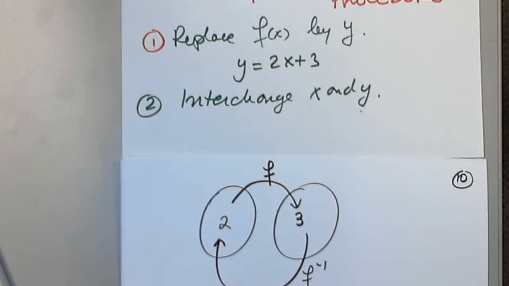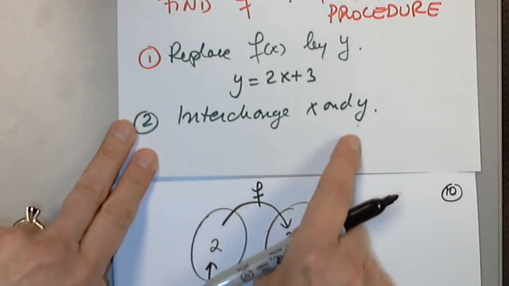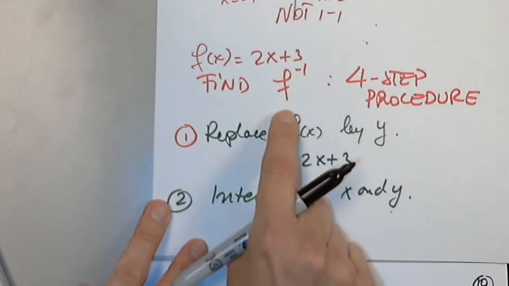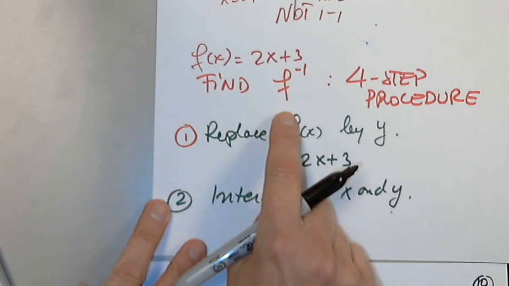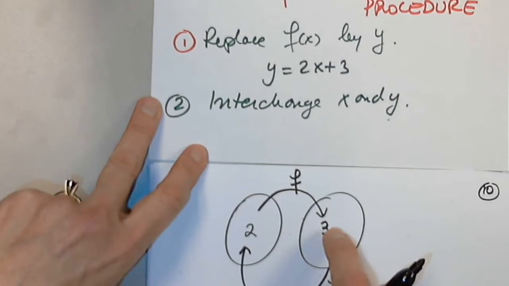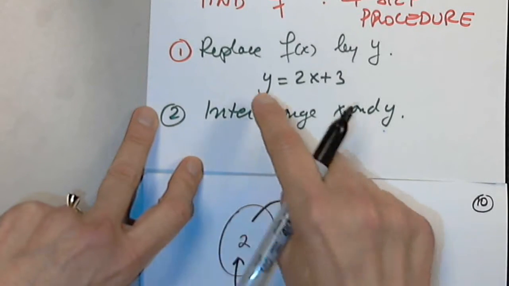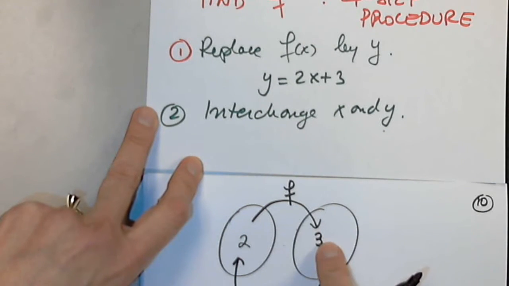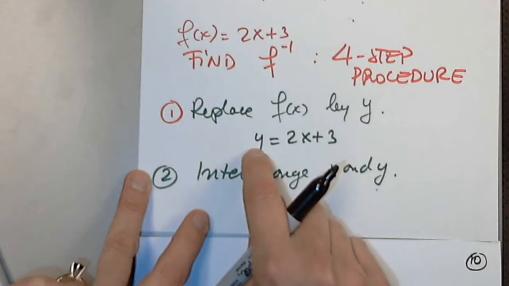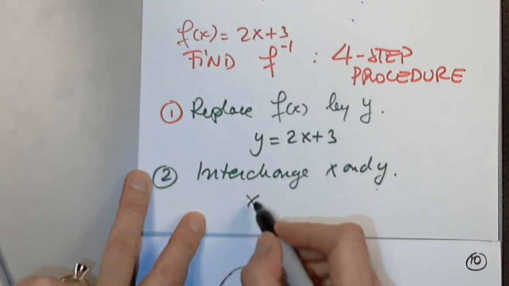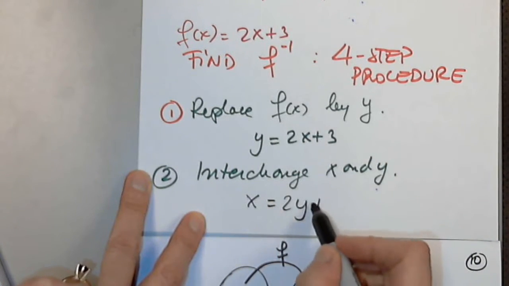X. Exactly. That's the reason why I'm allowed to interchange x with y when I find f inverse. Because now this value that was initially y, it will become x for f inverse. So I'm going to replace this by x. I'm going to replace this by y, 2y plus 3.